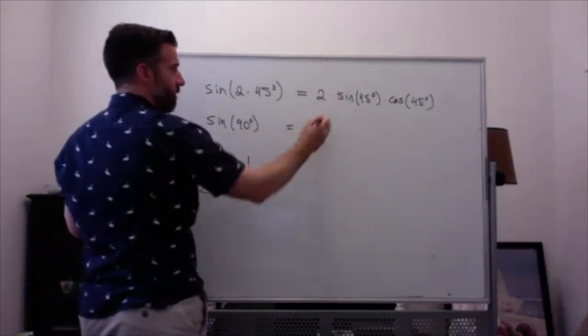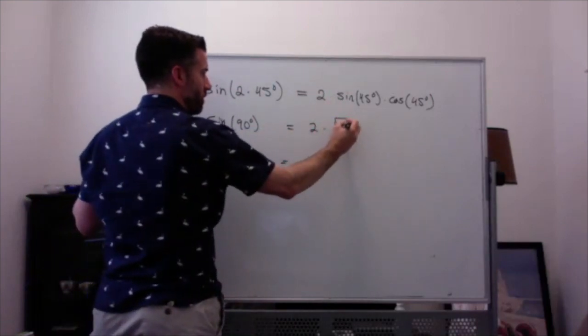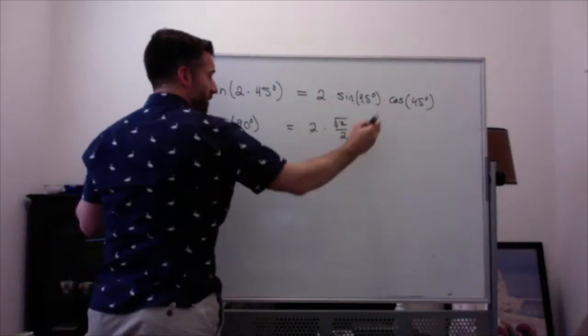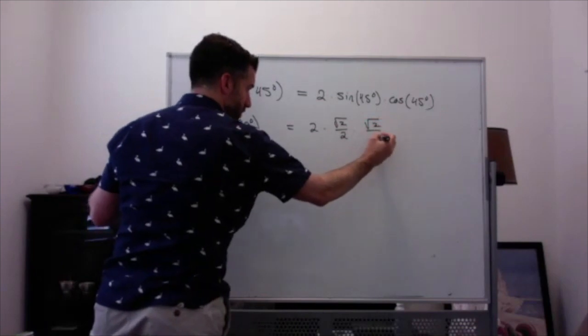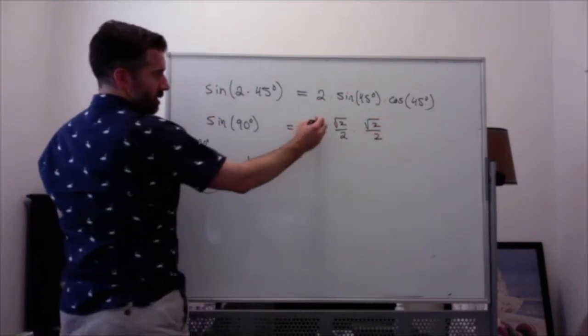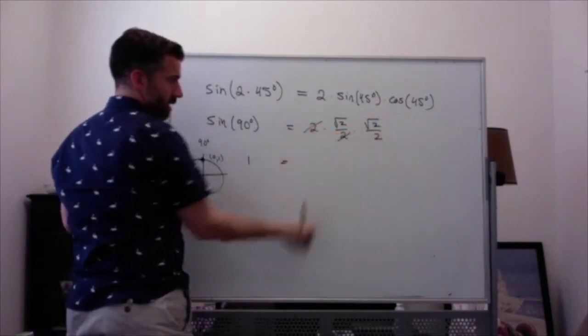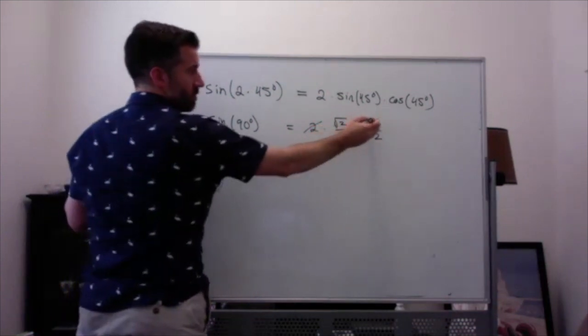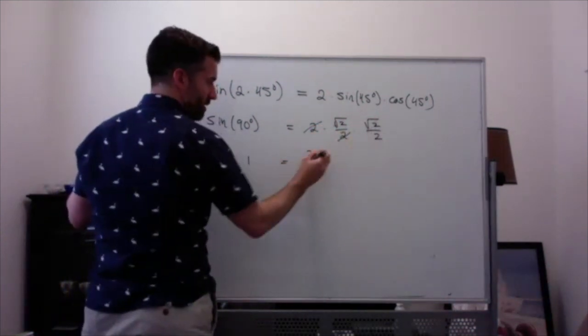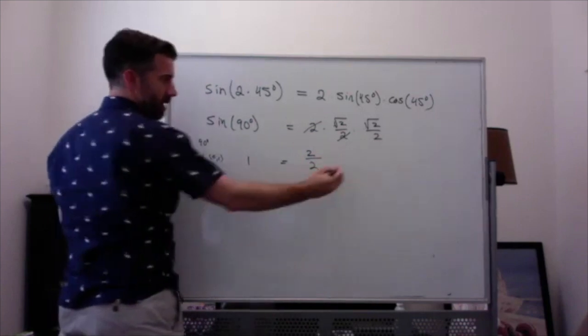And sine of 45 degrees is root 2 over 2. Cosine of 45 degrees is also root 2 over 2. And you can cancel this 2 here with one of the 2's there. And then root 2 times root 2 is 2. And we still have a 2 in the denominator. And yep, that checks out.